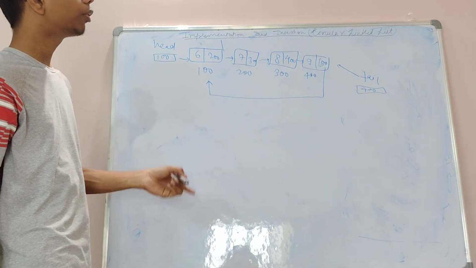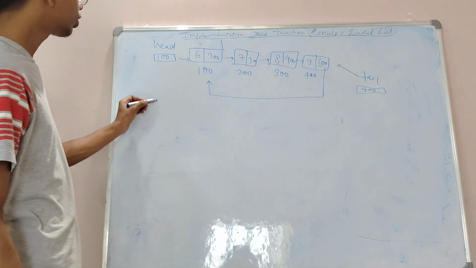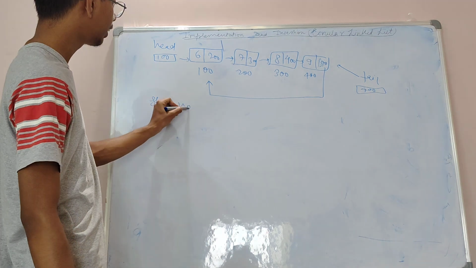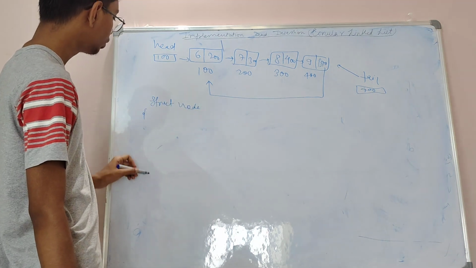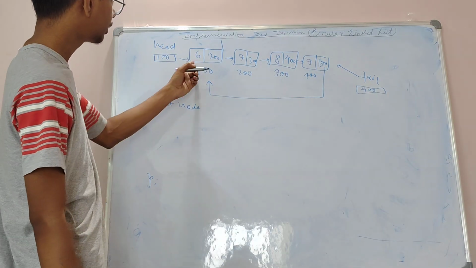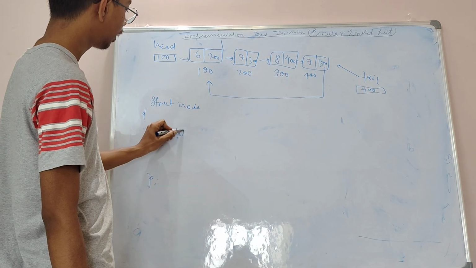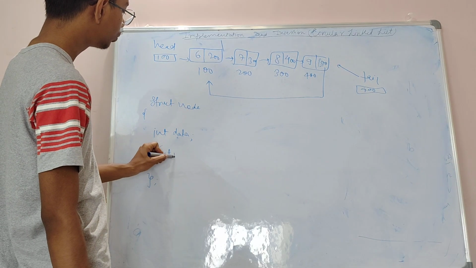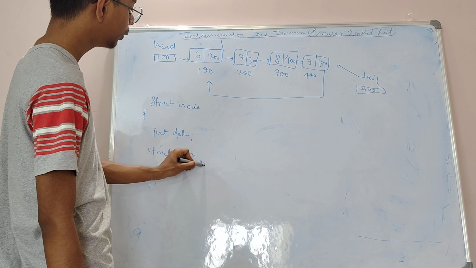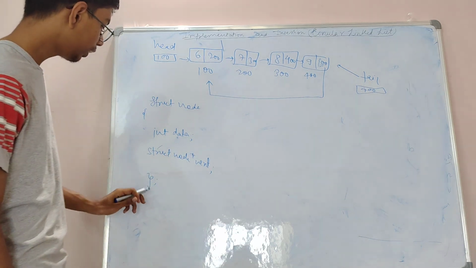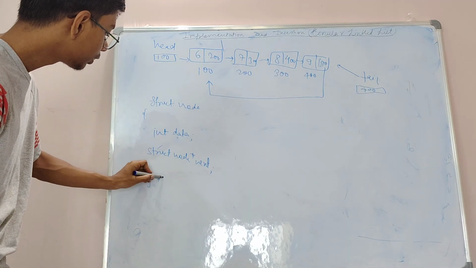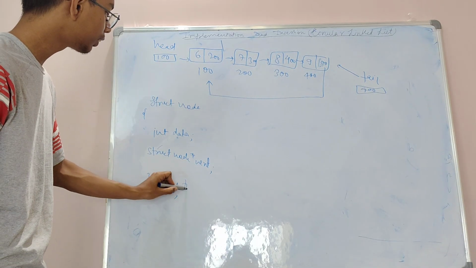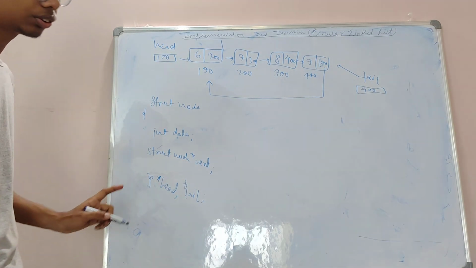Now how to create this type of circular linked list, right? So first of all we will start with our own user defined data type. So I will take a struct node, I will create my own user defined data type. I will take its two parts, first int data and second is for pointer, which will point to the data type struct node, which will be next, right? And here I will take a pointer head, which will point to the first node, and a pointer tail which will point to the last node, right?